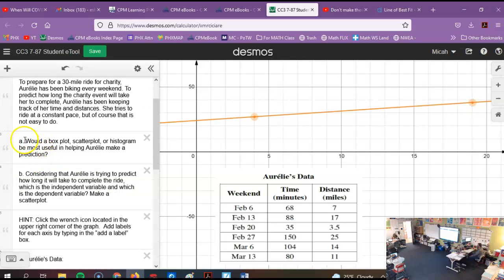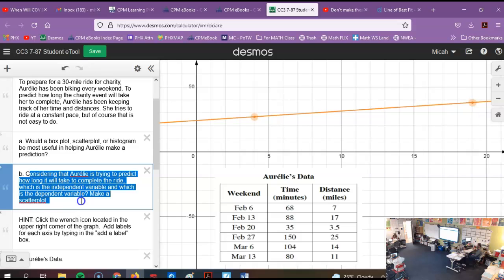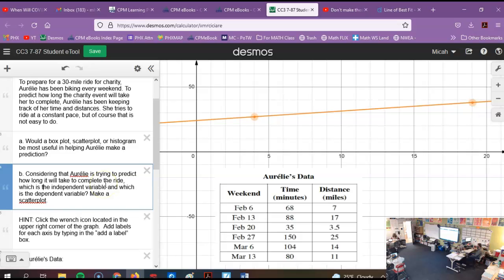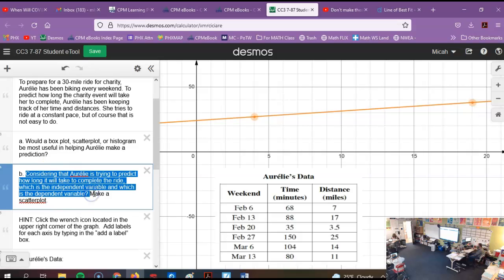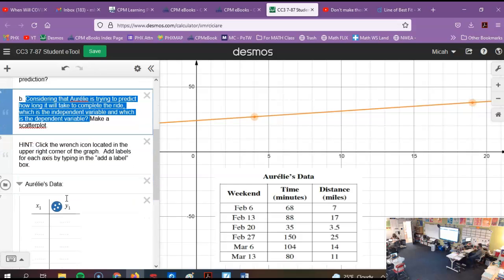we're going to skip on over would a box plot, scatter plot, or histogram be most helpful. We'll circle back to questions like that. But considering that Ariel's trying to predict how long it would take to complete the ride, which is the independent variable, and which is the dependent? So she's trying to predict how long. Talk to your team about which will we make the independent variable and which will we make the dependent variable, considering what she is trying to predict.